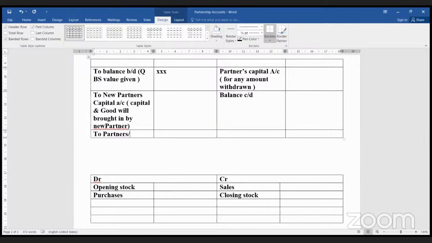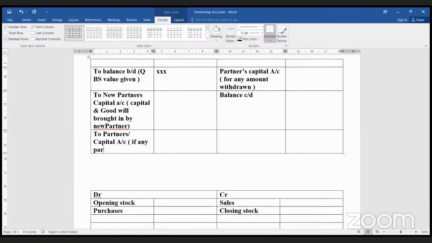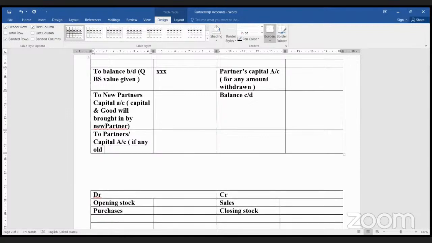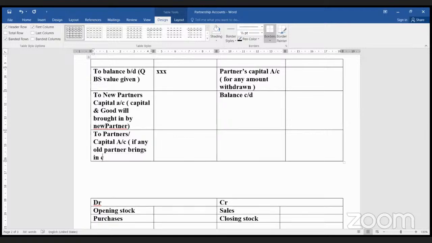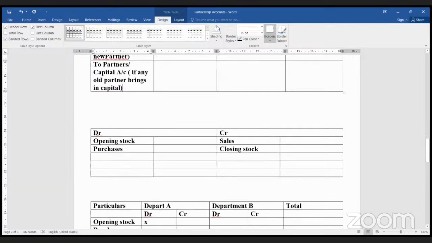Partner capital account: any partner other than the new, any old partner, brings in capital. Okay, so this is the capital bank account. Then we open the new balance sheet.